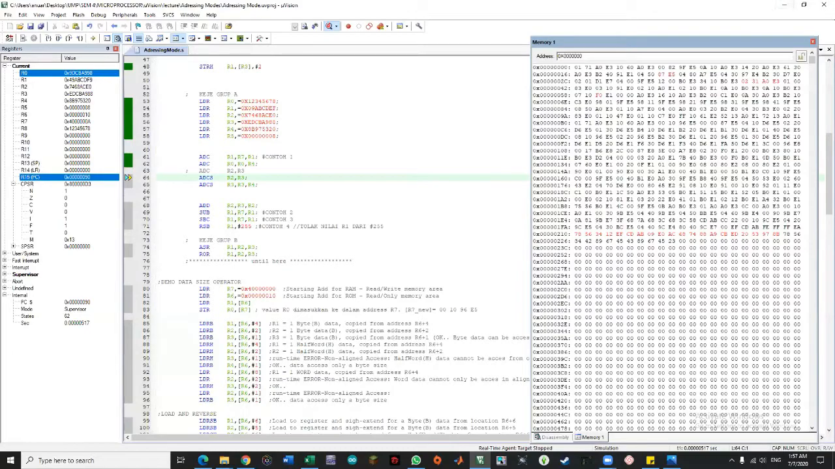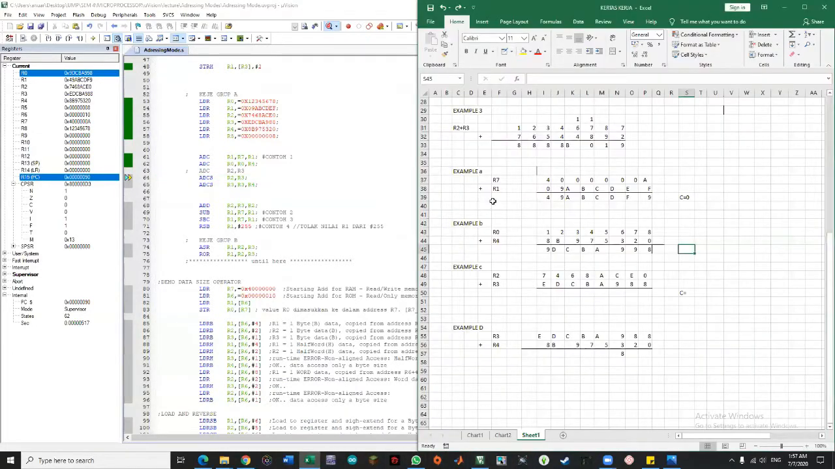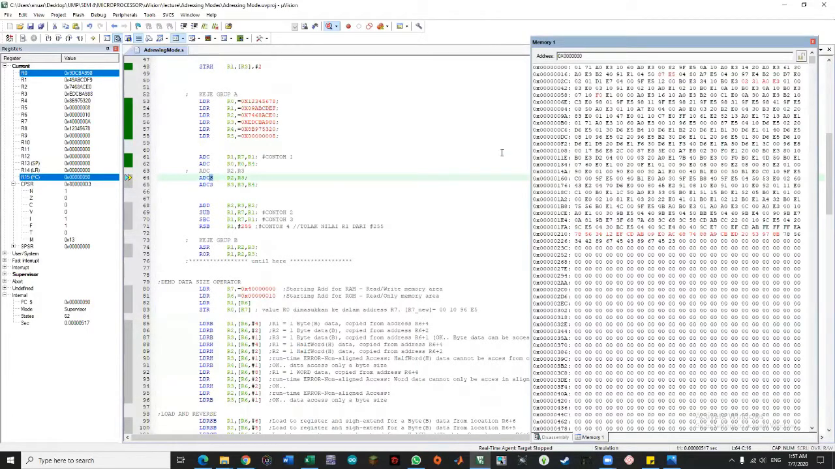So there is the basic of the addition in hexadecimal. 9DCBA998, 9DCBA998. So for example, ADCS R2, R2, R3 here with the S instruction. So it will update the CPSR.